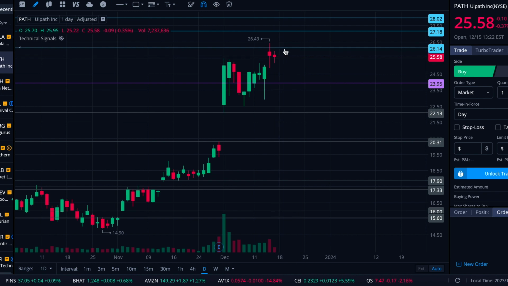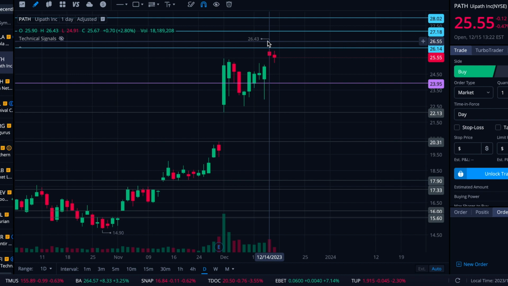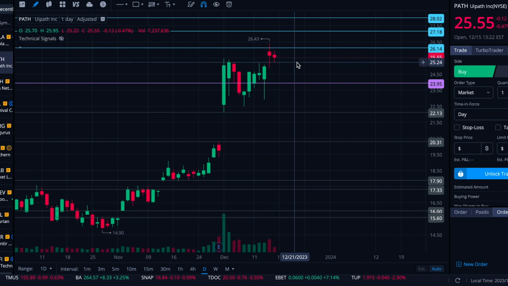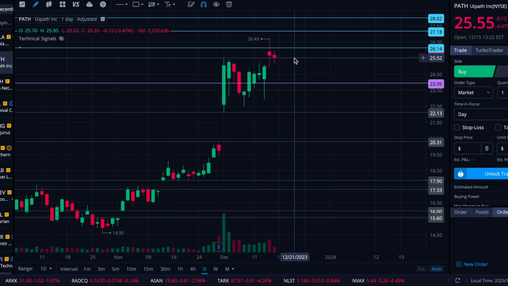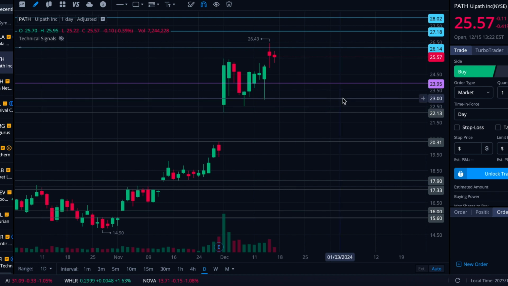Now, it did push off of this 26.14 level. It stretched up to 26.43, but couldn't hold it there in any meaningful way. Just wicked back down through. And now today, sort of putting in this inside day at the moment. So we'll see if that continues to play out in the bulls' favor or not.